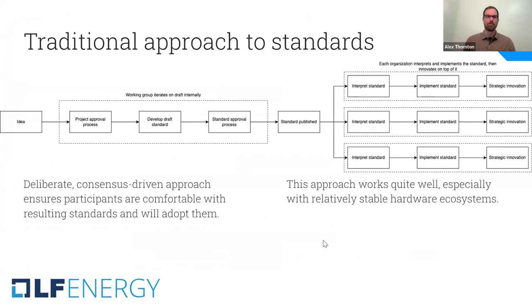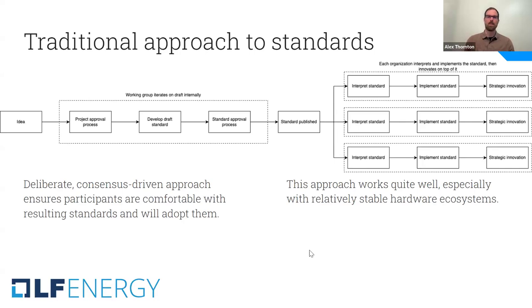So standards have been created traditionally for centuries now. And generally, this is how it would work in order to create a standard. You'd start with an idea, a problem that needed to be solved. That idea would go into a standards body. Internally, there would be some sort of project approval process where a committee would review these ideas and say, yes, this is a problem that we need to address via standard. A working group would get spun up and they would develop a draft standard. Again, all of this is happening internally to that standards body. And eventually that draft gets passed for approval.